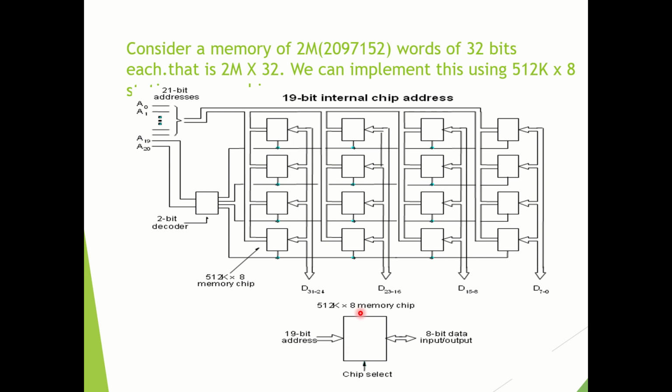And this is the main important point: if you zoom in on any one of the chips, this is the structure of a single chip in this organization. A 19-bit address will be there. If it is a read operation, 8 bits will be given to the data line. If it is a write operation, it will take 8 bits from the data line. And chip select is there in order to activate this chip.